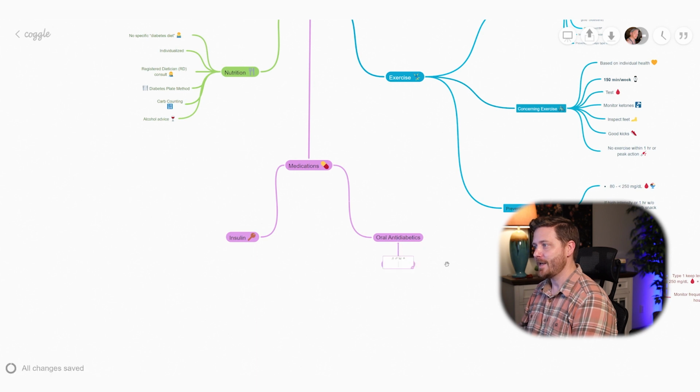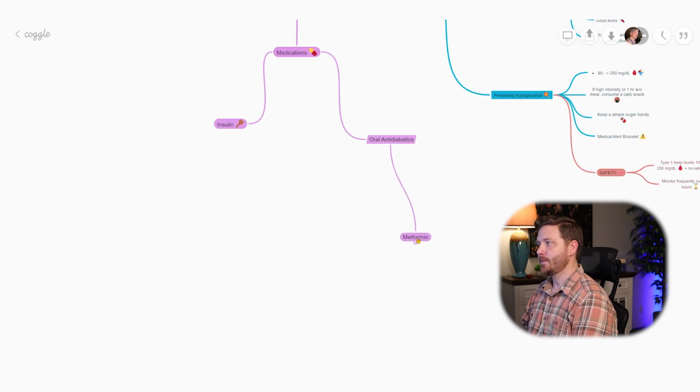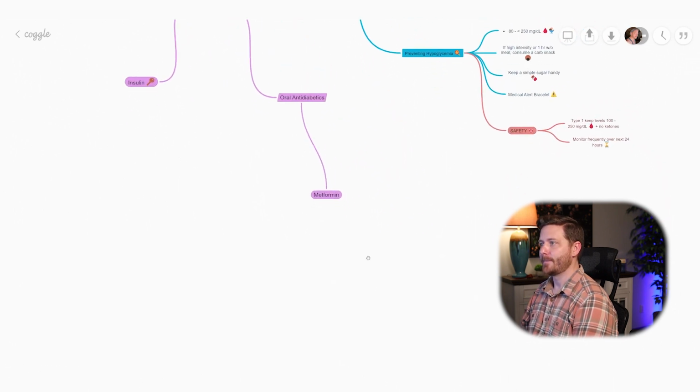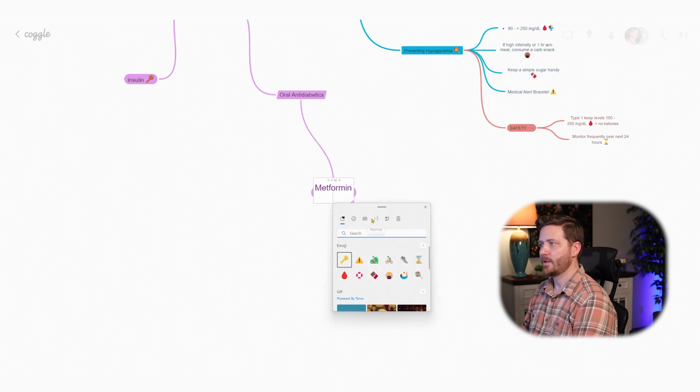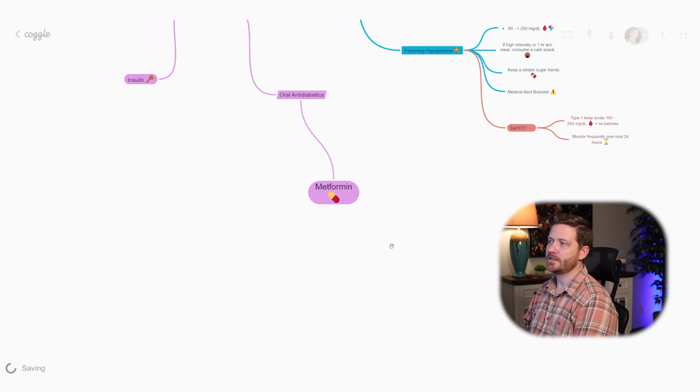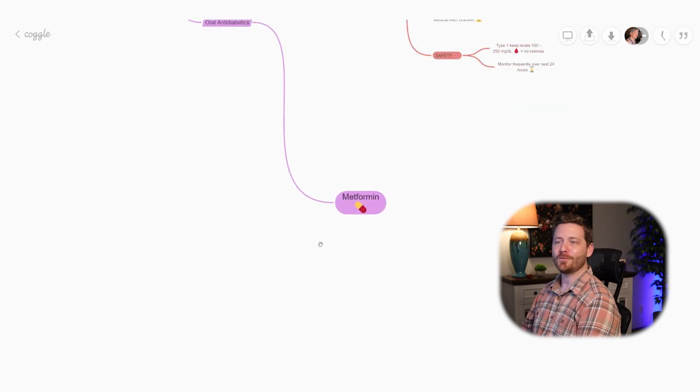So let's go ahead and add metformin down here. Alright, so we're just going to be looking at metformin here. I want to make this a little bigger. Then I'm also going to add in a little pill here to signify that it is a PO medication. Alright, so metformin, our go-to drug for type 2 diabetes.